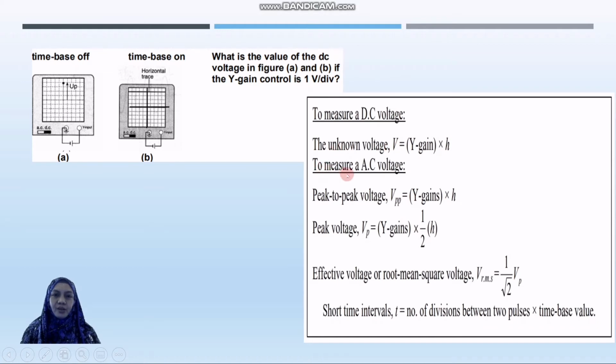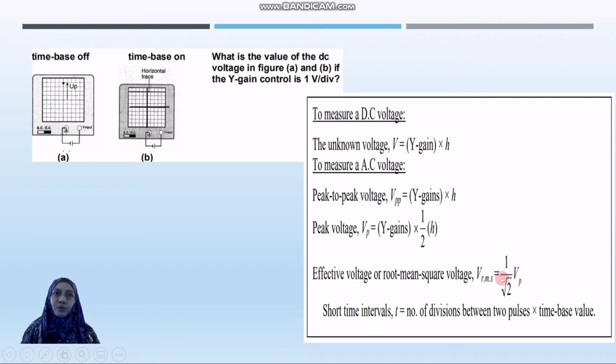And to measure AC voltage, first we can find the peak-to-peak voltage, given by VPP. How to find it? The setting on the Y gain multiplied by H. H here for AC voltage refers to the displacement between the low voltage and the high voltage. And the peak voltage is half of the peak-to-peak voltage. Third, we can find the effective voltage or root mean square voltage, VRMS, which is equal to the peak voltage divided by the square root of 2.